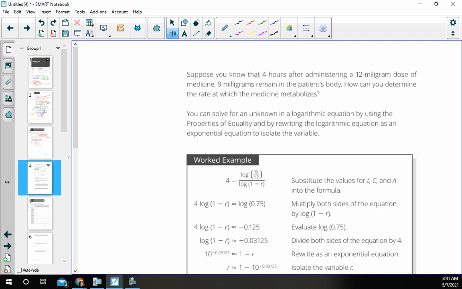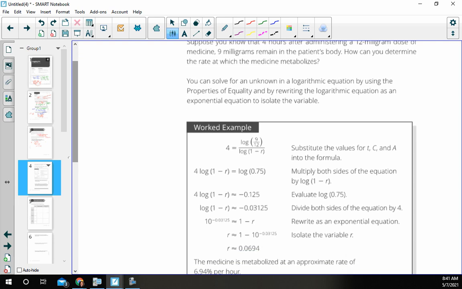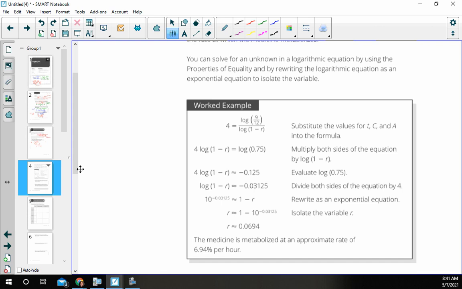Okay, so suppose you know that 4 hours after administering a 12 milligram dose of medicine, 9 milligrams remain in the patient's body. How can you determine the rate at which the medicine metabolizes? You can solve for an unknown in a logarithmic equation by using the properties of equality and by rewriting the logarithmic equation as an exponential equation to isolate the variable. So if they're trying to solve for r in this situation, they multiplied this over. They went ahead and typed this in their calculator to get their decimal.